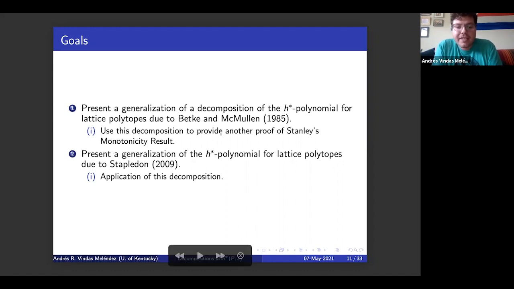In fact, Betke and McMullen's decomposition of the H star polynomial gives non-negativity for the lattice case. So that was already kind of known, but we're putting the pieces together. And then I also want to present a generalization of the H star polynomial for lattice polytopes due to Stapledon, and I'll show an application of this decomposition to end. Okay, and so then I'll stop here and we'll take the 5-minute break.